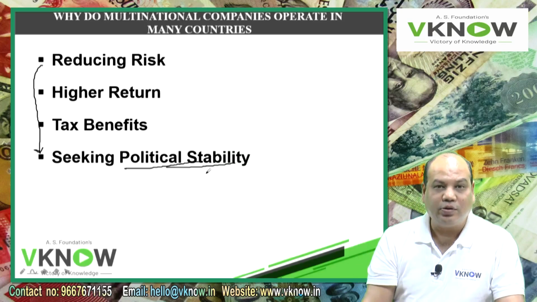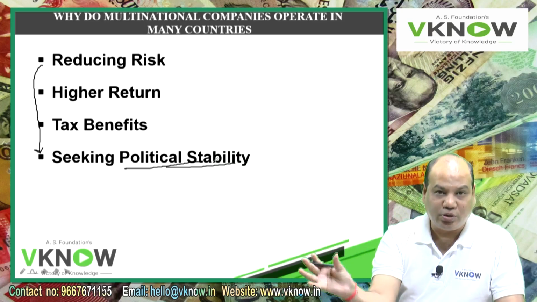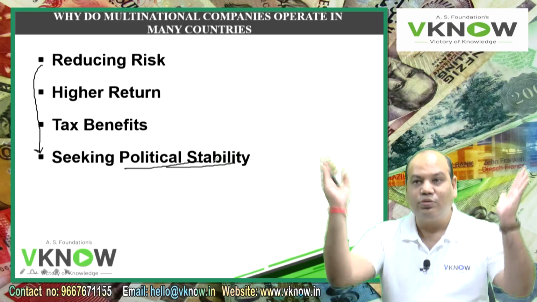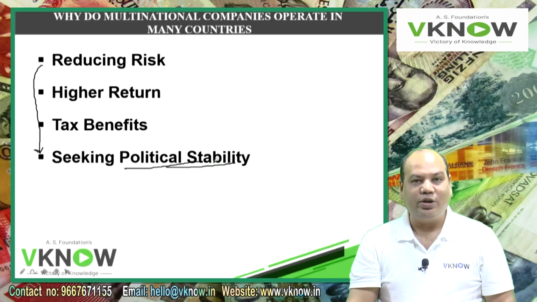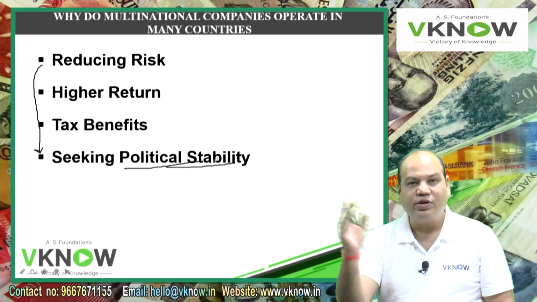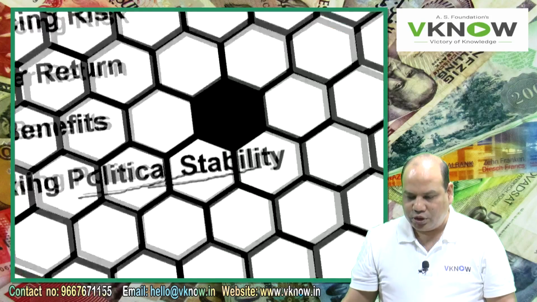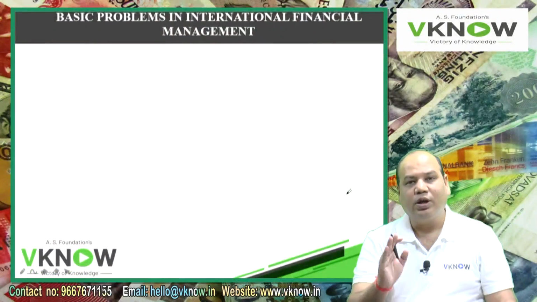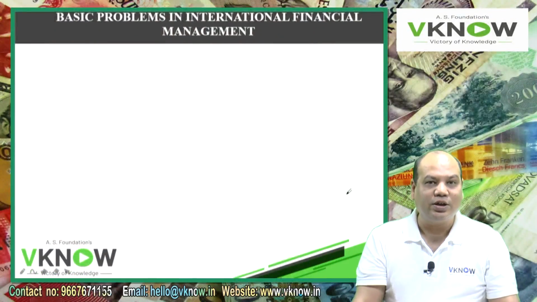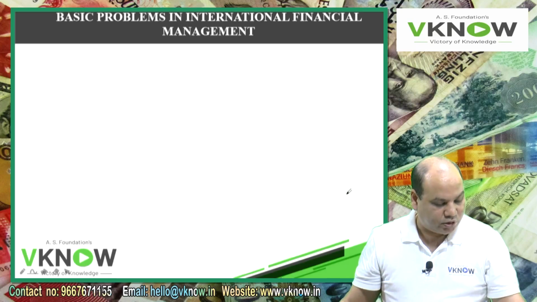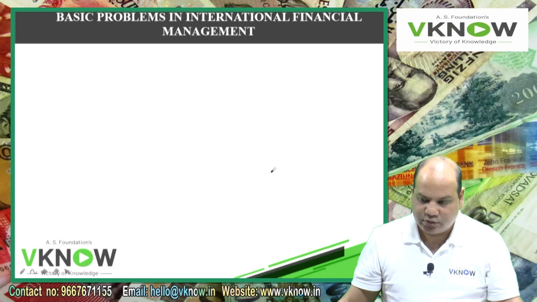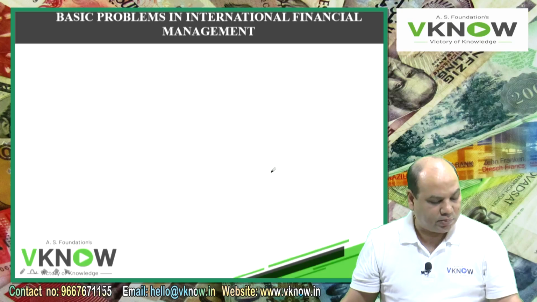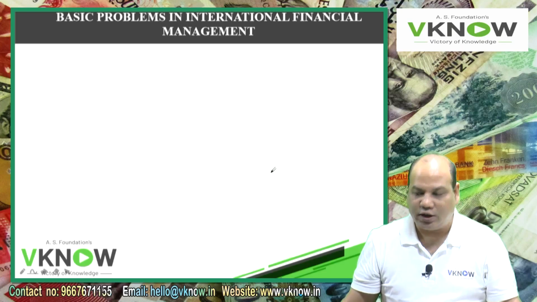Some country can suddenly ban a particular company or a particular country, saying that we will not allow companies from this country to operate in our jurisdiction. So that will create a loss for the MNC. So they invest in multiple countries. Even if one country stops them from doing business, at least they will continue to do business in other countries. So this was about why multinational companies operate in many countries. Next question is, what are the basic problems in international financial management?